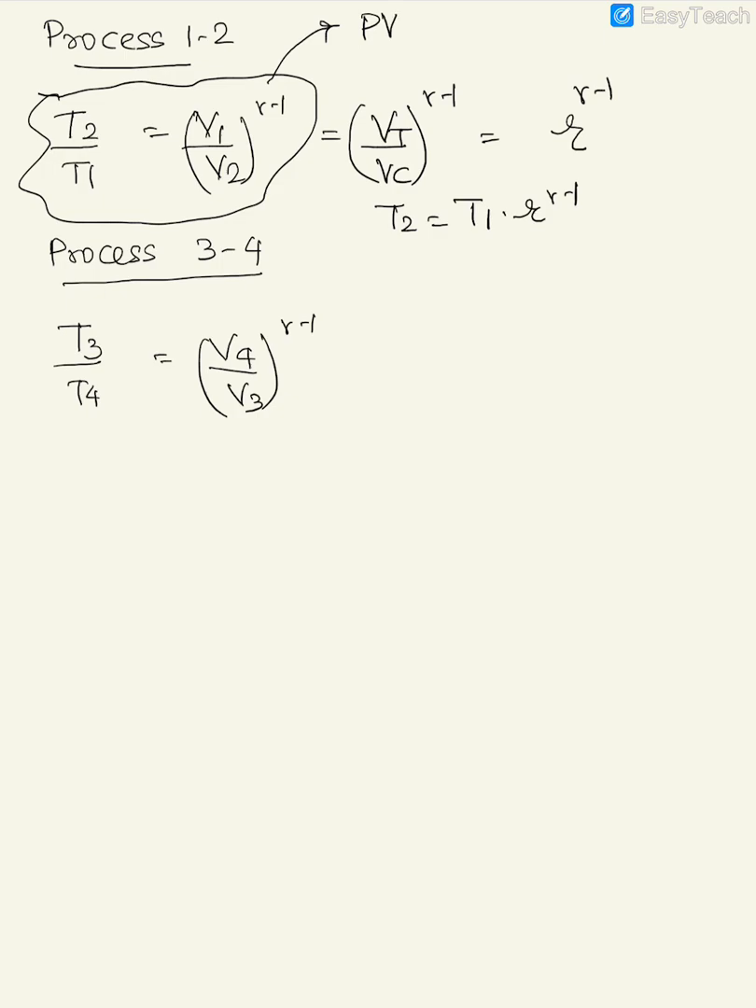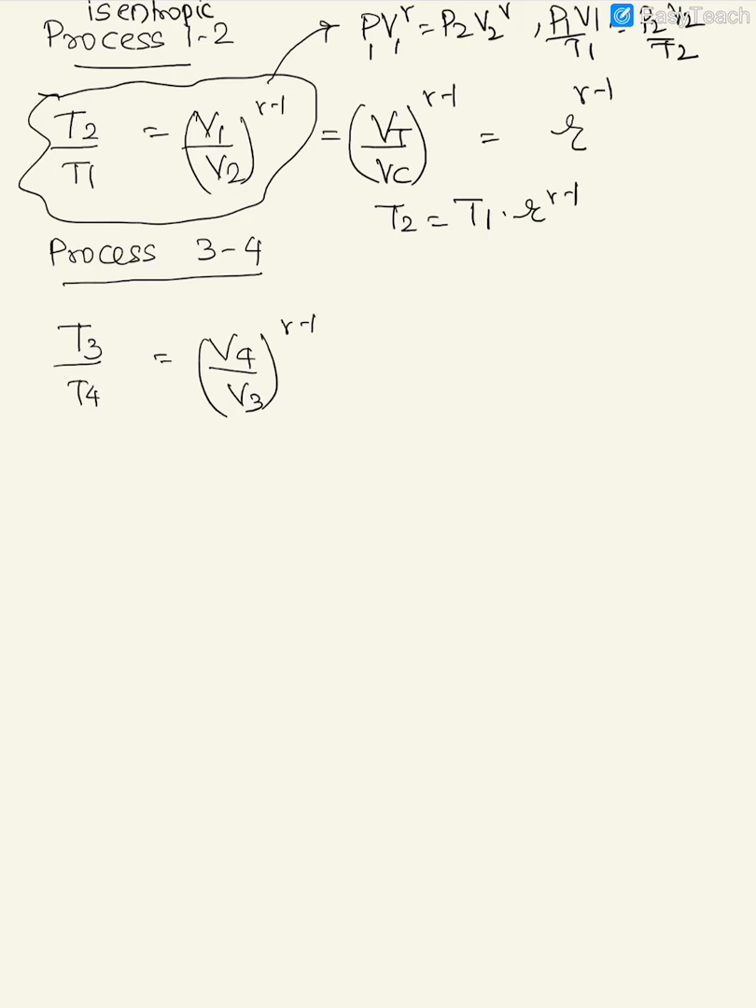Just by substituting P1 V1 raised to gamma is equal to P2 V2 raised to gamma, and P1 V1 by T1 is equal to P2 V2 by T2, and solving these simultaneous equations, you will get this. But there is no need to derive this. Straight away you can write T2 by T1 is equal to (V1 by V2) raised to gamma minus 1. So T2 is equal to T1 into r raised to gamma minus 1. This is for the process 1 to 2, which is reversible adiabatic or isentropic compression.